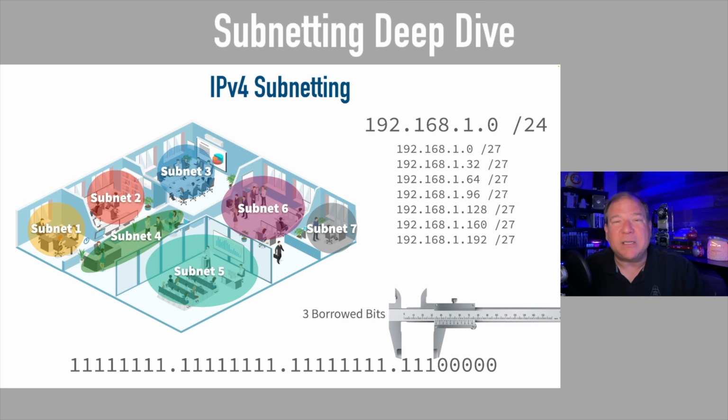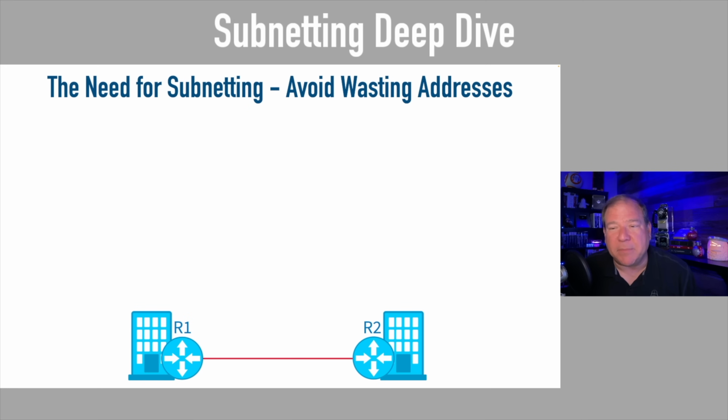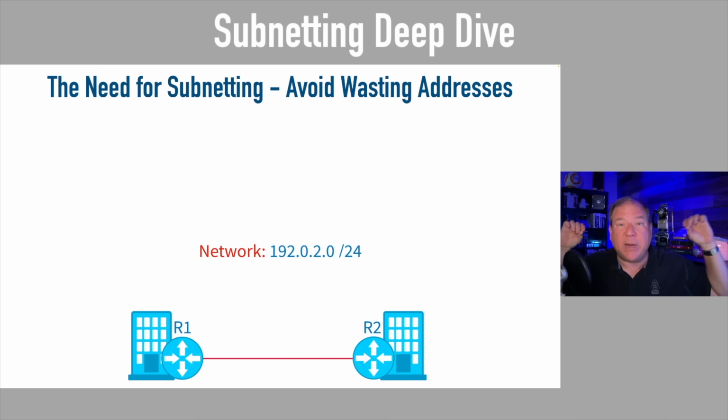But the borrowed bits, that's what we add on to the default subnet mask. And another reason we might want to subnet our network is to avoid wasting addresses. If I used the default subnet mask for 192.0.2.0/24 and I wanted to interconnect two of my buildings, I've got R1 at one side, I've got R2 at the other side. How many IP addresses do I really need on that network segment?